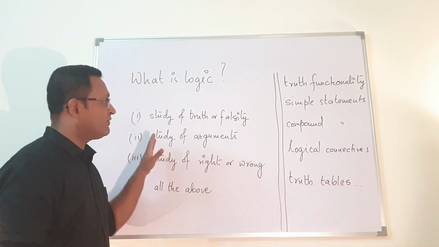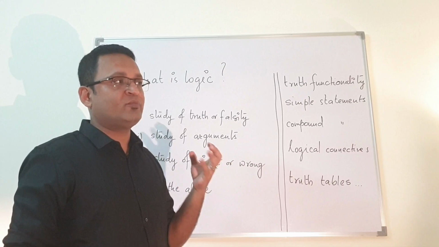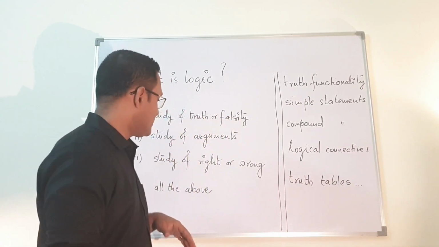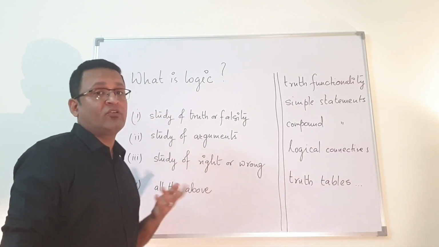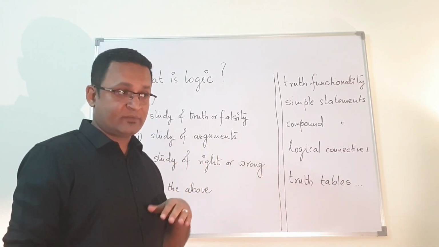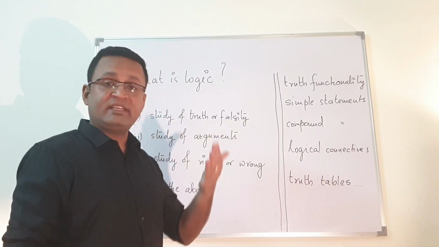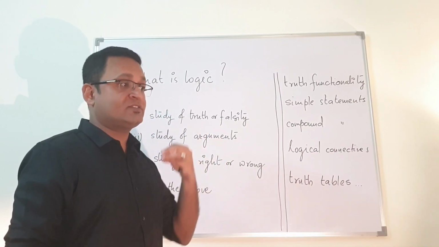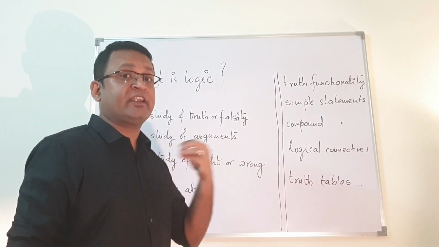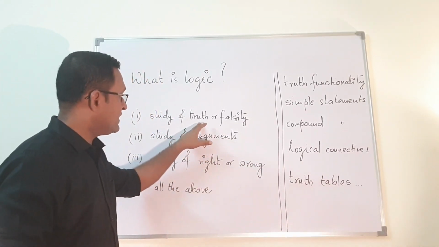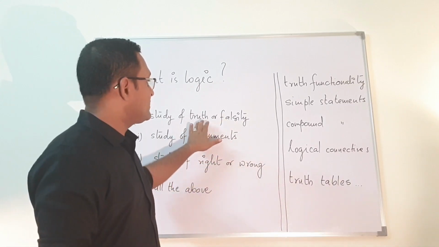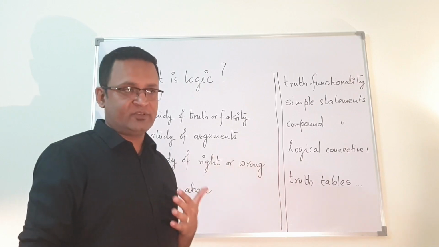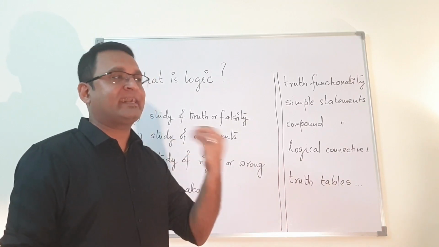The second is the study of argument. Logic is basically the study of arguments. That means it talks about correct reasoning and incorrect reasoning and so on. Then there is the study of right or wrong, whether something is right or wrong. Many studies in philosophy talk about whether it is right or wrong, correct or incorrect, to do something. This right or wrong is a little bit different from truth or falsity. Truth and falsity is associated with statements. However, right or wrong is about an act. Usually people talk in terms of acts.